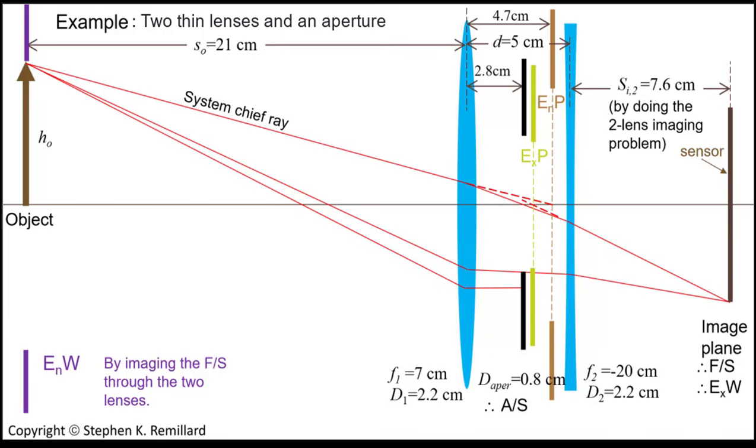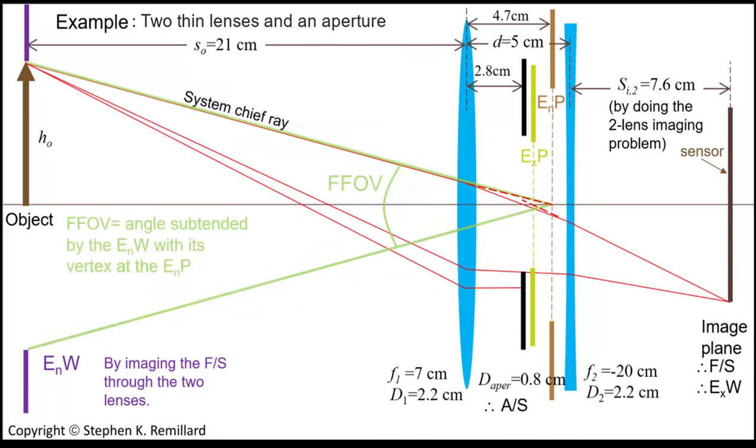Now let's look at the system's field of view. The full field of view is the angular extent of light from the object that makes it into the image. And you can find the field of view by drawing a triangle that subtends the entrance window and has its vertex at the entrance pupil. The field of view is always the angle that's subtended by exactly that triangle. And the field stop is any aperture that limits this field of view.